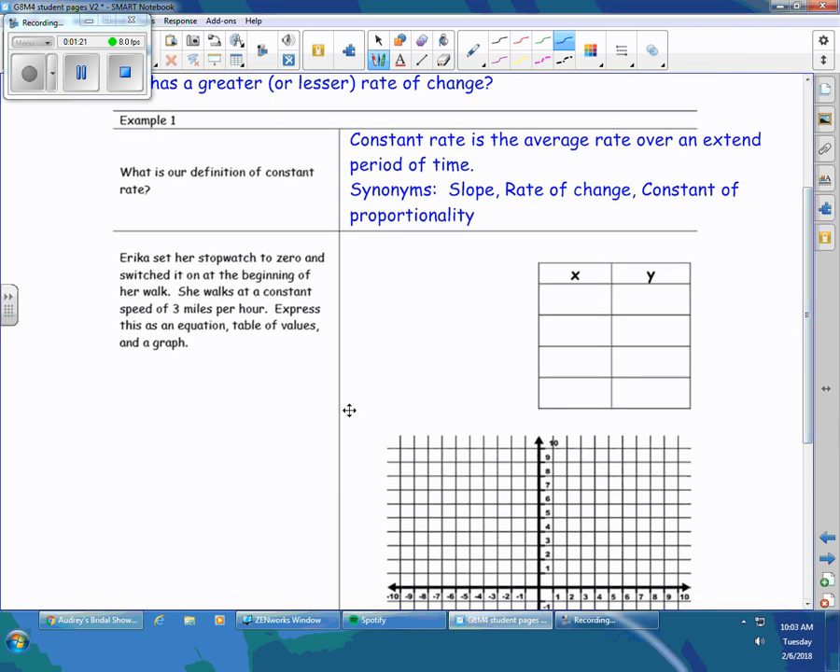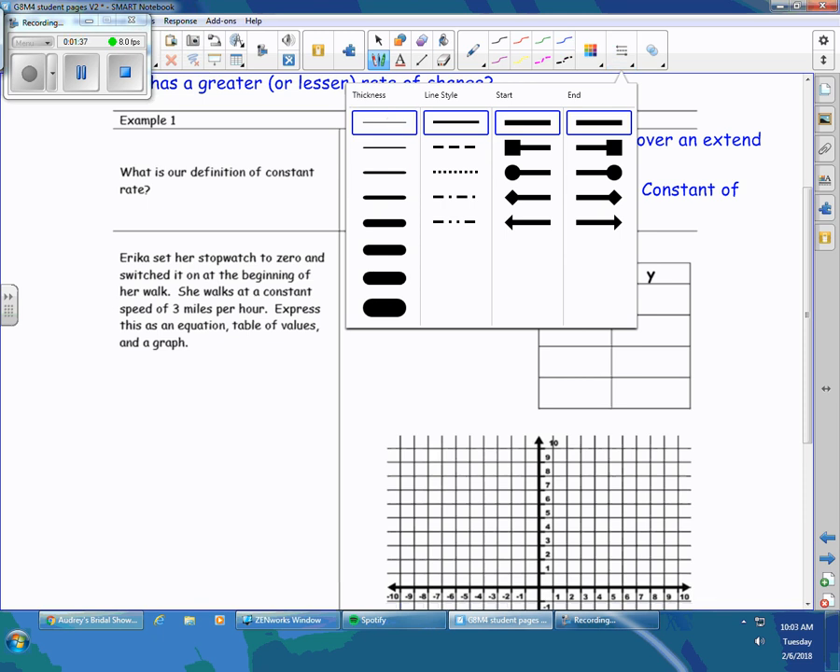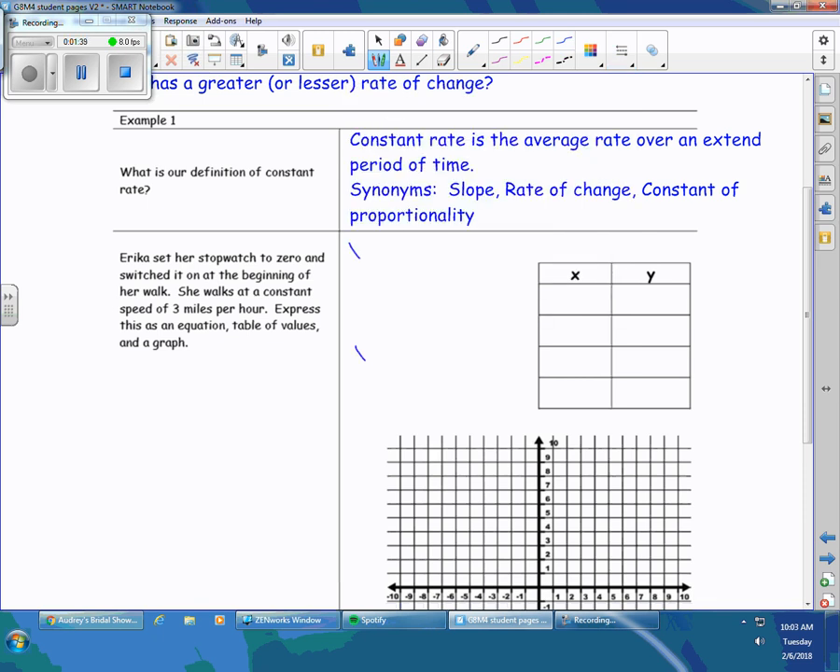So let's look at the first example. Erica set her stopwatch to 0 and switched it on at the beginning of her walk. She walks at a constant rate of 3 miles per hour. Express this as an equation, table of values, and graph. So x is going to be time. X equals time. And y is going to be our distance. And we walk 3 miles per hour.